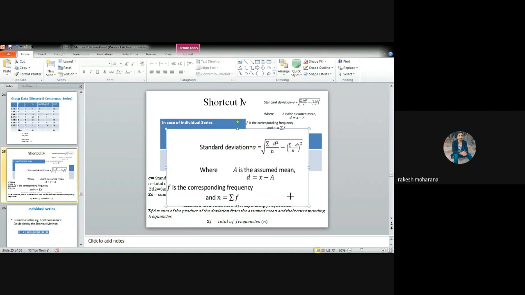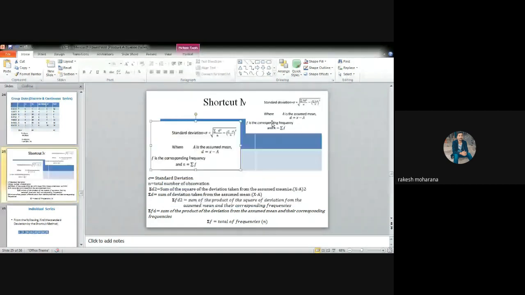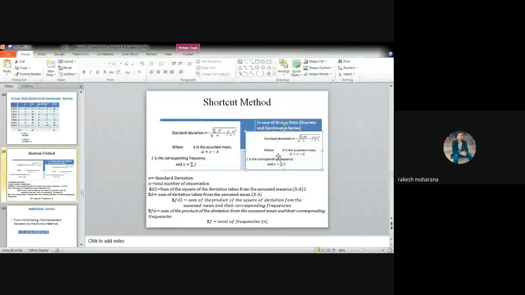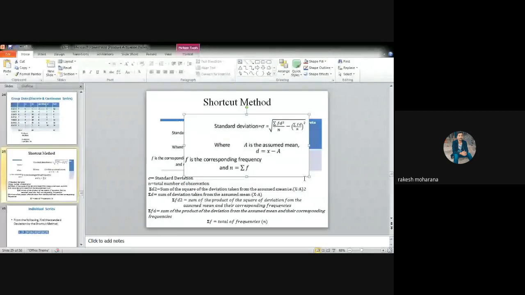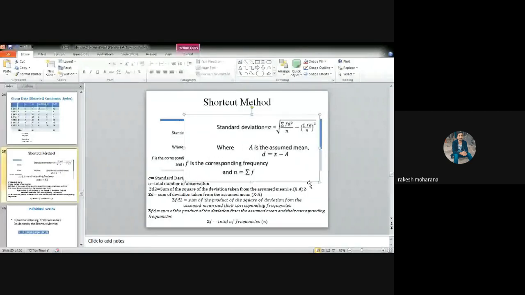Okay, I just enlarged the second one, in case of your discrete and continuous series. This one belongs to discrete and continuous series, where standard deviation equals square root of sum of f d square divided by n minus sum of f d divided by n whole square. Here the same notations are given. A stands for mean and deviation equals to x variable minus your mean. And f stands for your corresponding frequency, n equals to summation of frequencies.